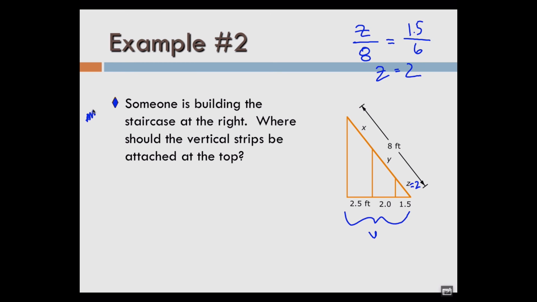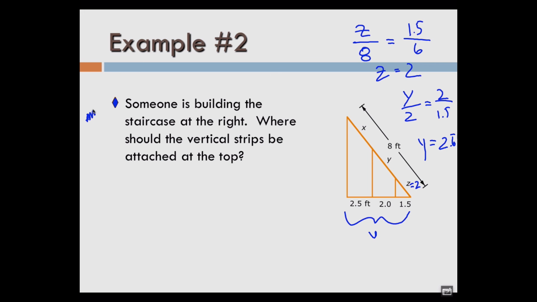Anybody? You do y over 2 equals 2 over 3.5. No, 1.5. Middle over middle equals top over top. That's 4 divided by 1.5. What is that? Oh, 6. No, that's 4 times 1.5. 2.6 repeated. That's sloppy, but I don't have any room to write it out.